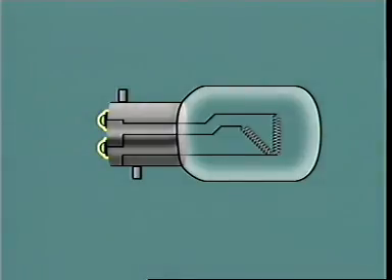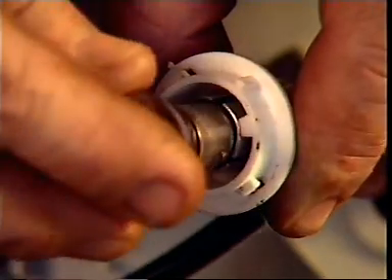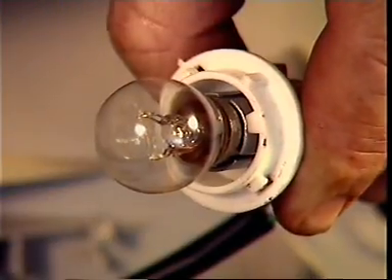Two lead contacts at the base provide the input connections to each filament, and the other ends of the filaments are connected to the cap to allow the circuit through the filament to be completed. The bayonet pins are offset. This ensures that the correct filament is inserted in each circuit.